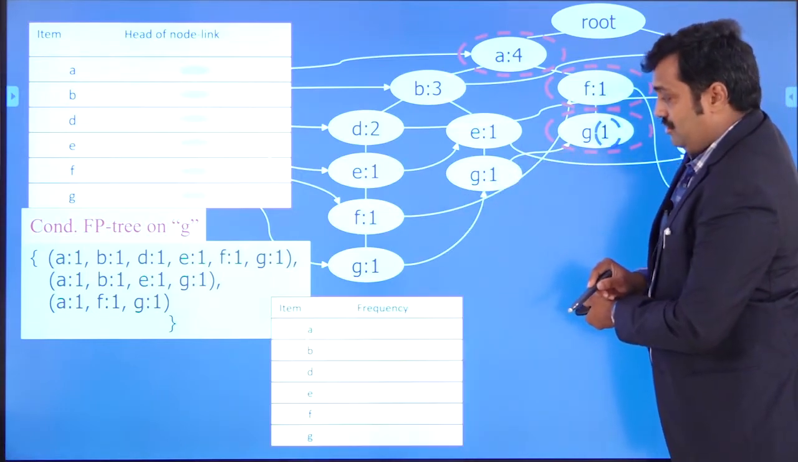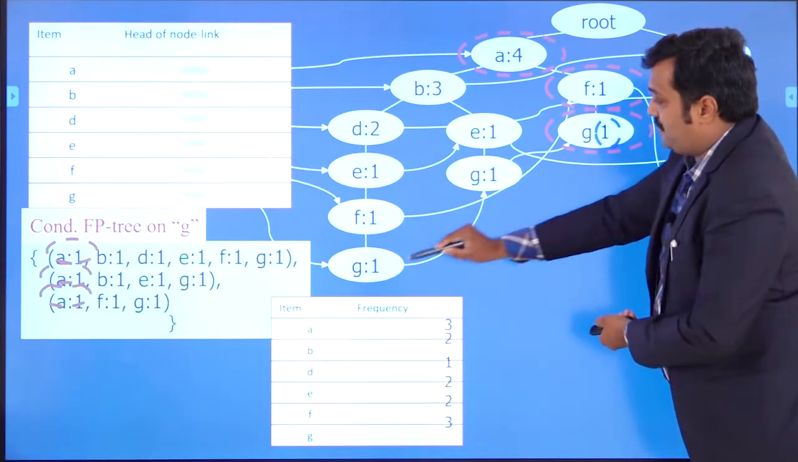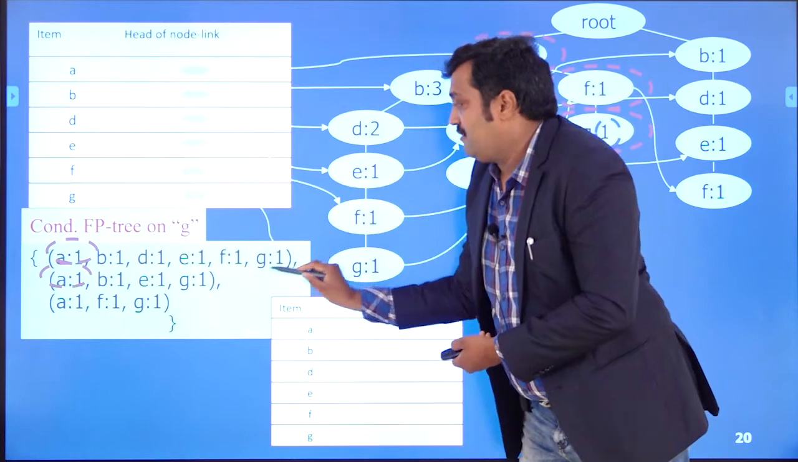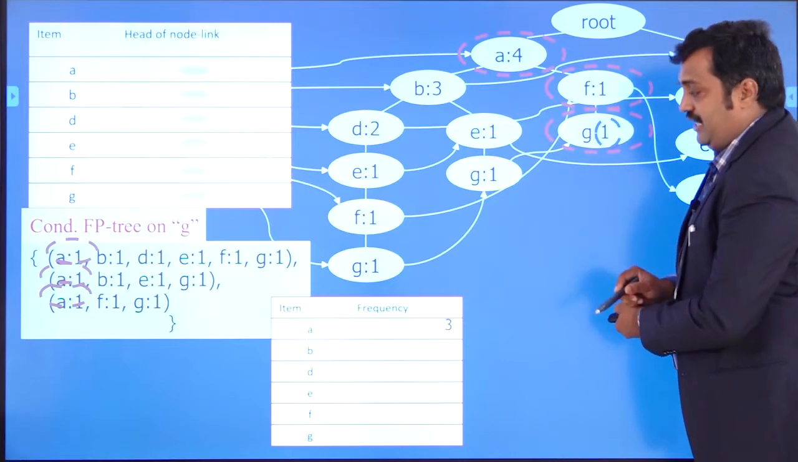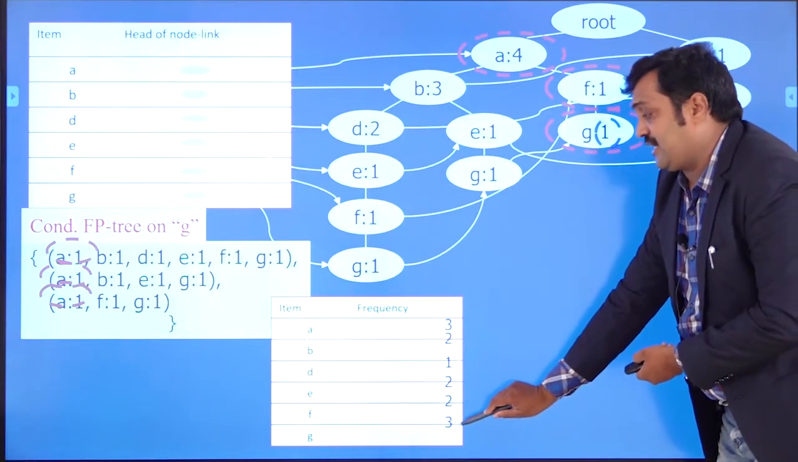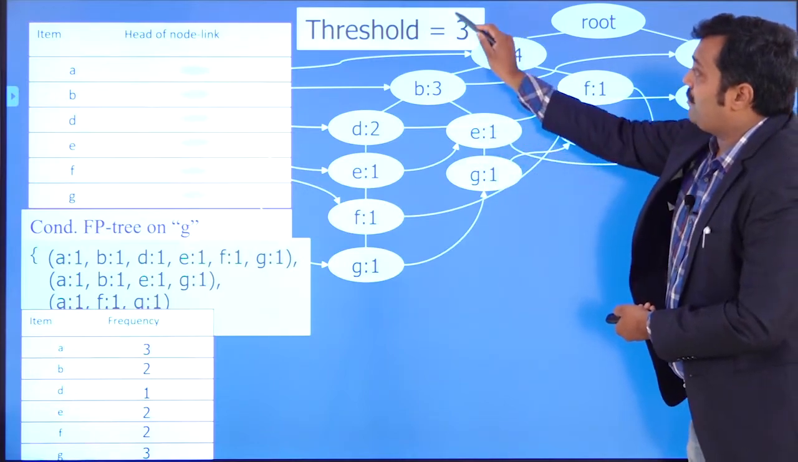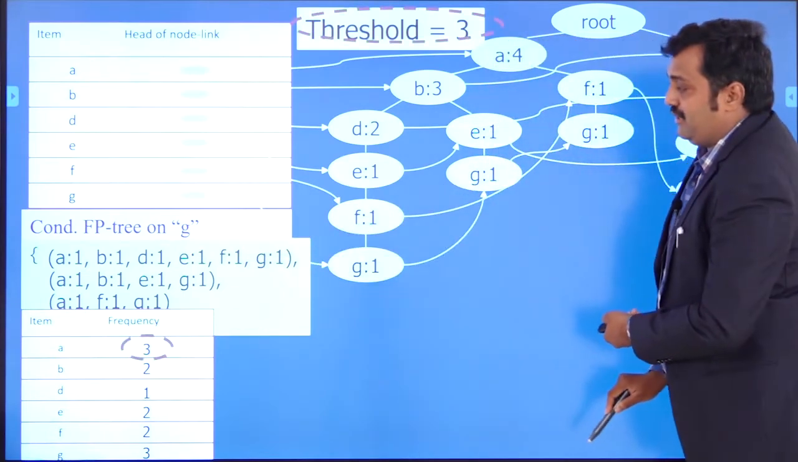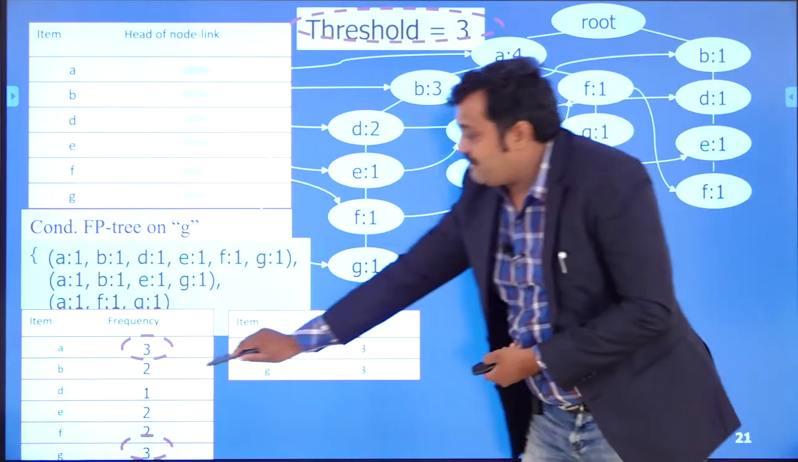Now based on the frequency table, the occurrence of A is 3 times with G. We can observe that with G, A once, with G A again once, with G A again once. That means the occurrence of A with G is 3 times, B is 2 times, D is 1 time, E is 2 times, F is 2 times, G is 3 times. So we apply the threshold 3 with G and eliminate the other elements which are less than 3. So only A and G, because the remaining are 2, 1, 2, 1.